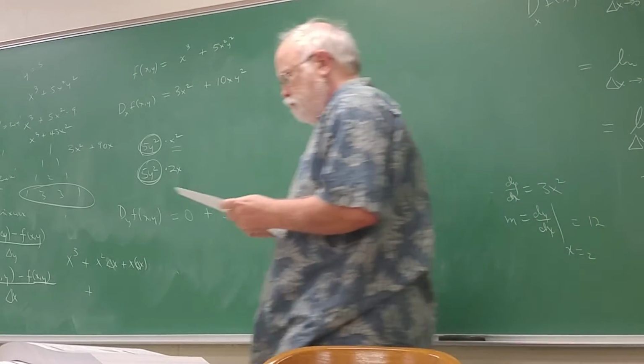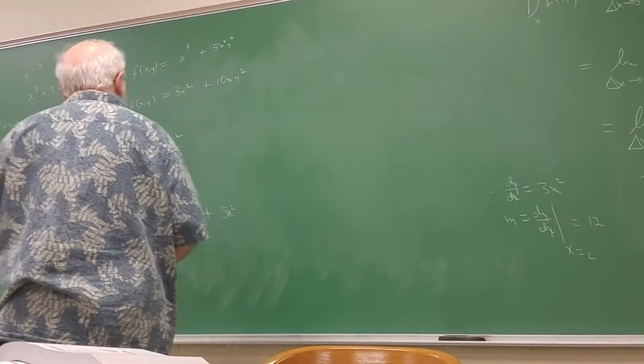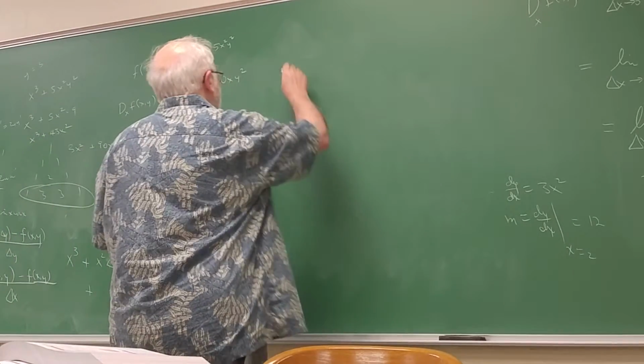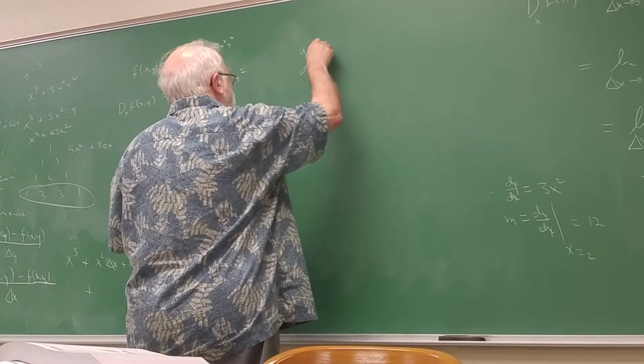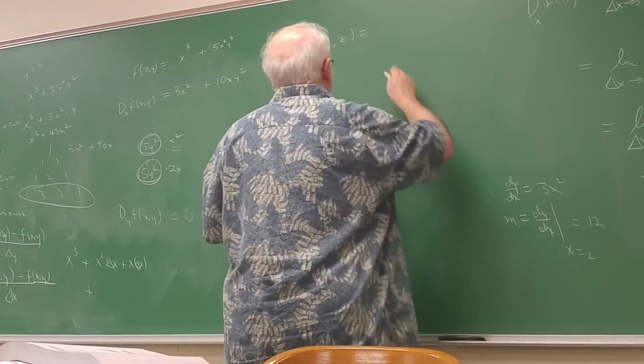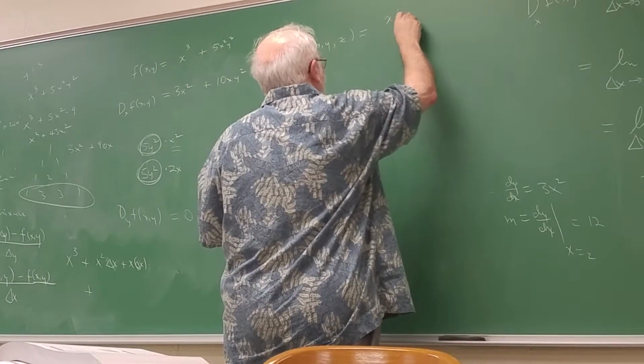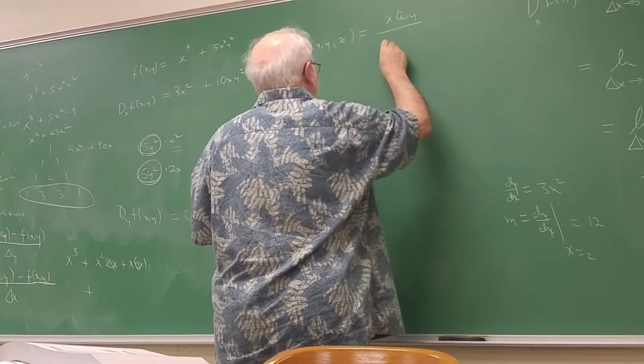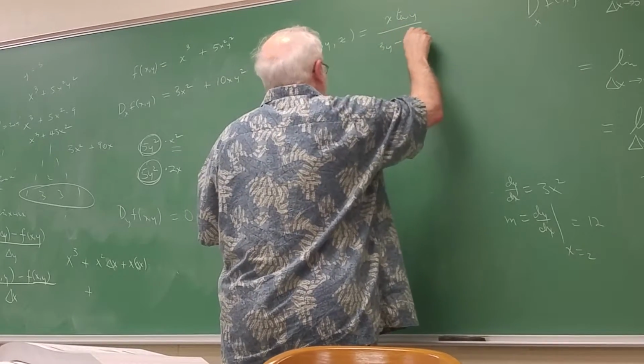All right. Let's look at problem 2 on supplement 3. G of x, y, z equals x tangent y over 3y minus z squared.